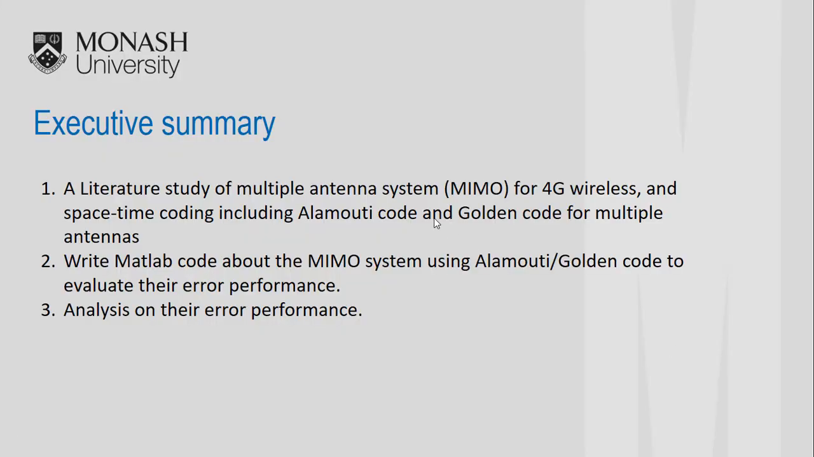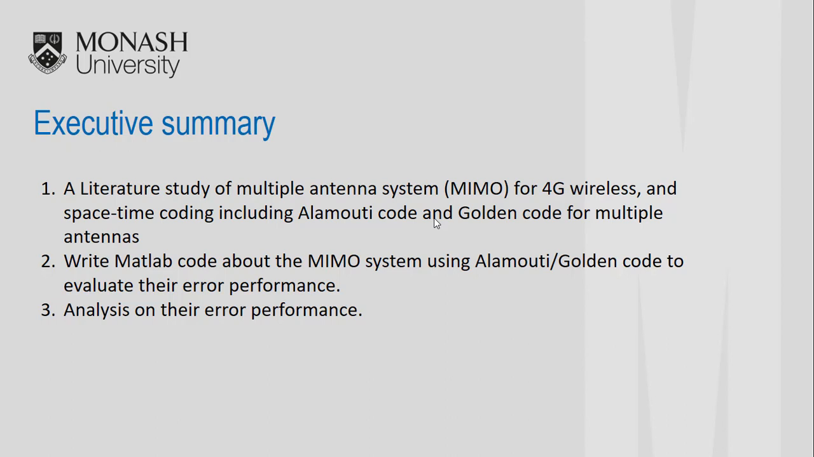This project can be separated into three different parts. The first part is a literature study of multiple antenna systems for 4G wireless and space-time coding, including the Alamouti code and the Golden code for multiple antennas. The Golden code is a space-time code and works in a multiple-input, multiple-output system. The study of the basic theory of multiple-input, multiple-output systems and space-time codes will be helpful in understanding the Golden code. Also, the study of the Alamouti code will be helpful in understanding space-time codes.